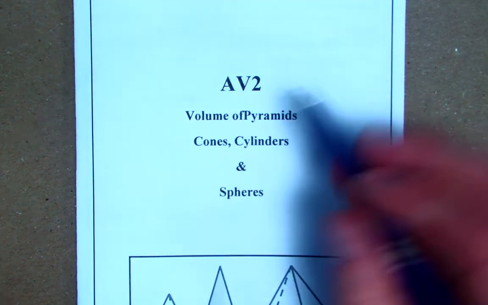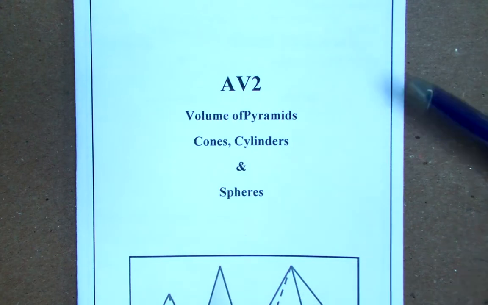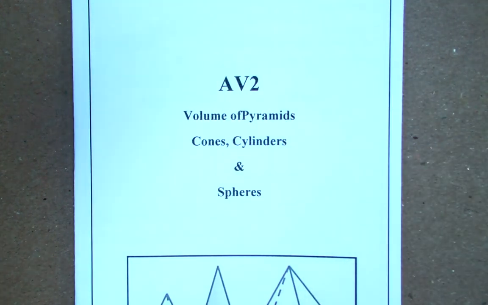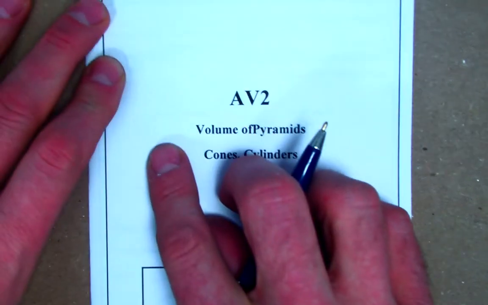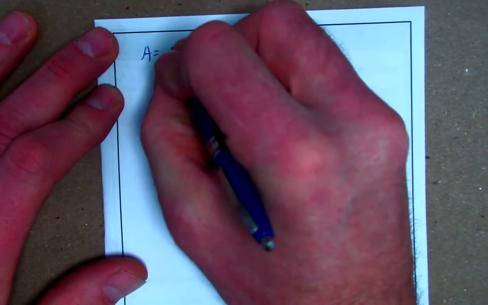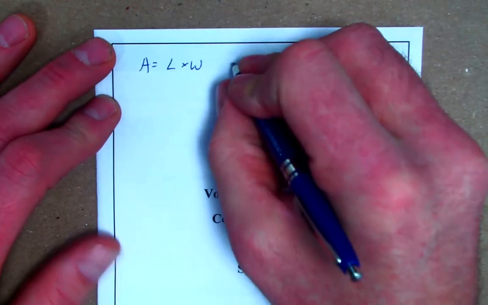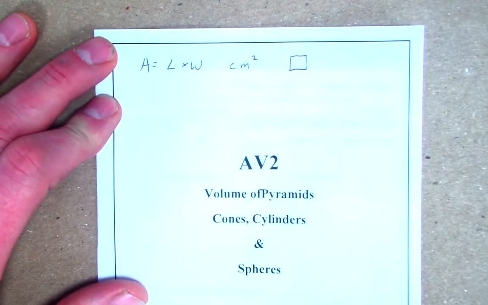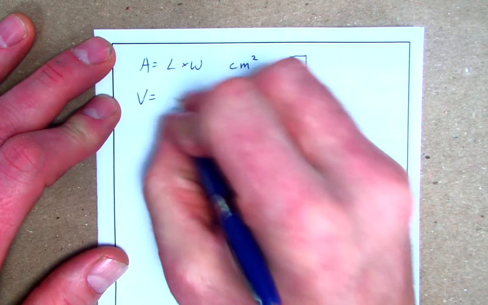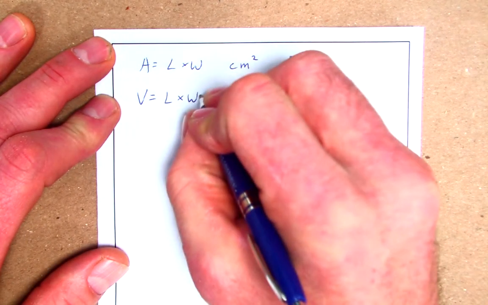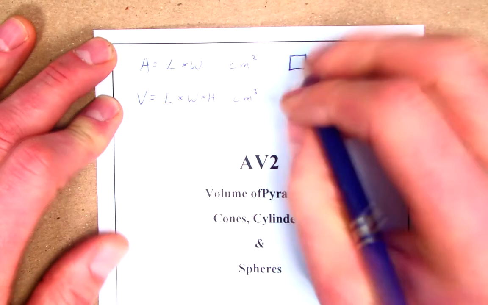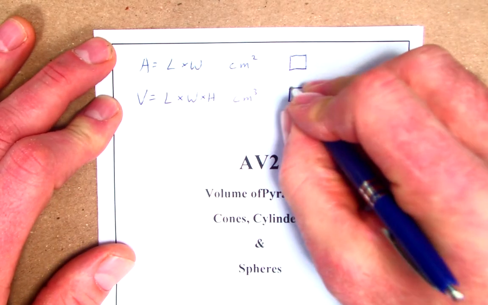Now this set of notes is basically a lesson on formulas for volume of pyramids, cones, cylinders, and spheres. So it's just formulas, not too crazy difficult. We've already had the lesson on area, and we said that area is simply length times width, and with area our units are always squared, and we're counting square units. Well, volume has that general formula of length times width times height. Our units are now cubed because it's three-dimensional, and we're counting cubic units.